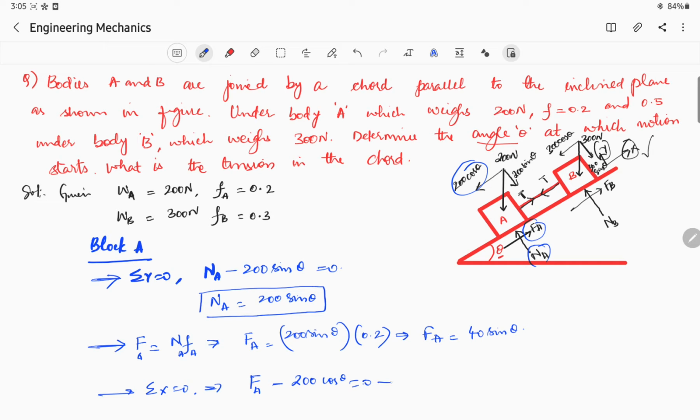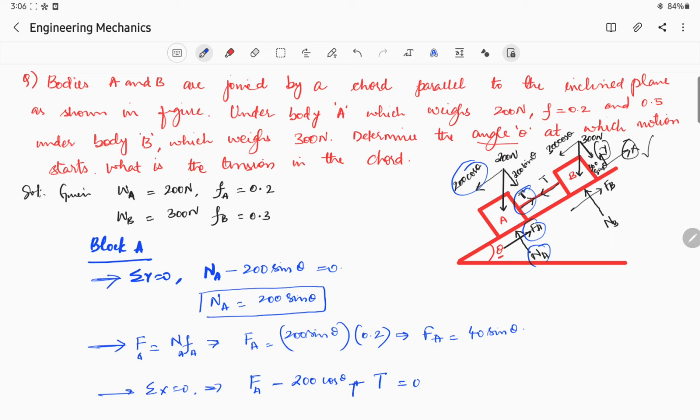So that implies FA is equal to 200 cos theta. One more thing we have forgotten here: we have minus 200 cos theta, and here we have T also, right? So plus T I will write here. Plus T is equal to 0.